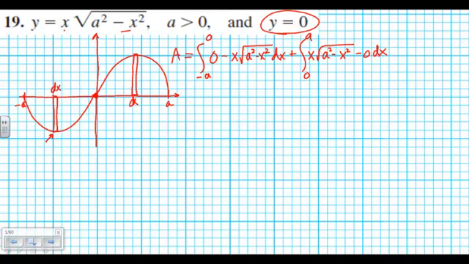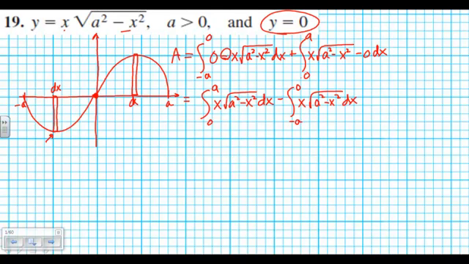Now let's attack that integral. If I can do a little bit of cleanup here, I'm going to write this integral first. And when I take the 0 and this negative sign into account, I get the negative of the integral from a to 0 of x square root a squared minus x squared dx.